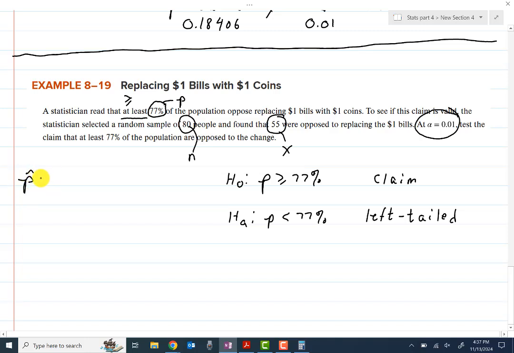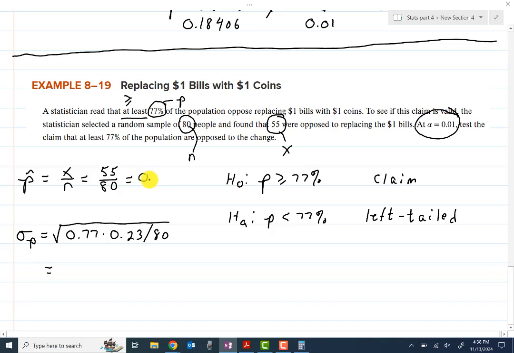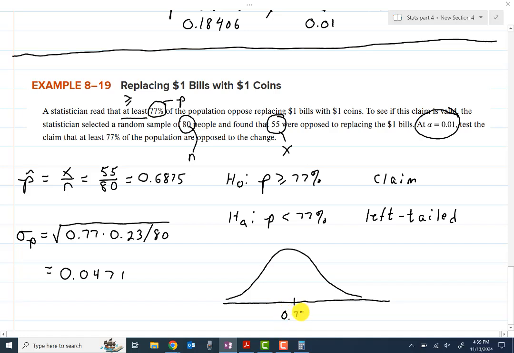Let me get my numbers over here. P hat, that's x over n, x being 55 divided by 80. Sigma sub p equals the square root of 0.77 times 0.23 divided by 80. 0.6875 for that one. 0.0471 for the standard deviation. Let's get a picture. And we have slightly less for our p hat, so it goes to the left.